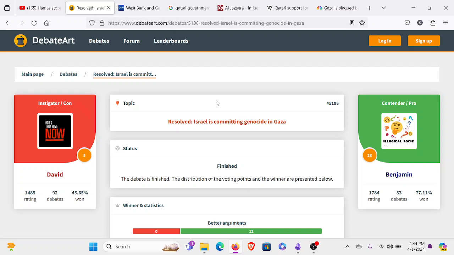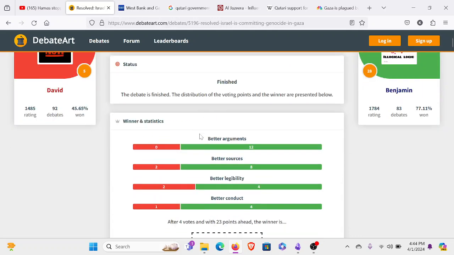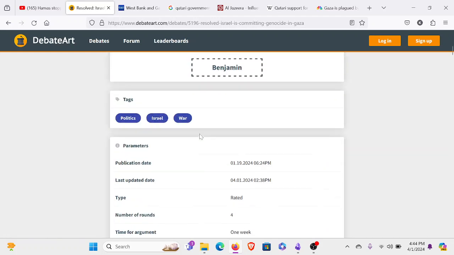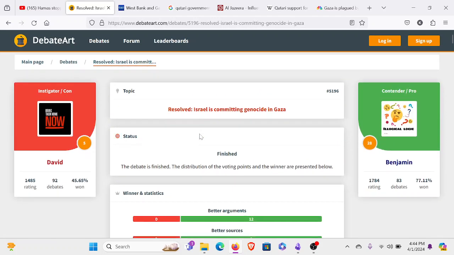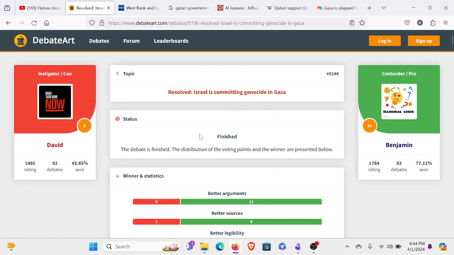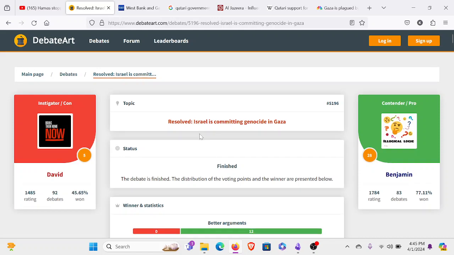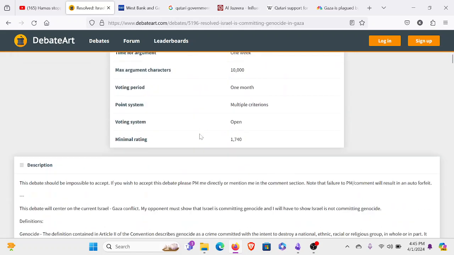Now, I think that Benjamin hasn't wanted to debate me on this, because he knows he's wrong, but he's stubborn. He wants to stick to his position for emotional reasons. But here it is. It's resolved: Israel is committing genocide in Gaza, and I'm going to show you how to take apart the arguments of Benjamin here.